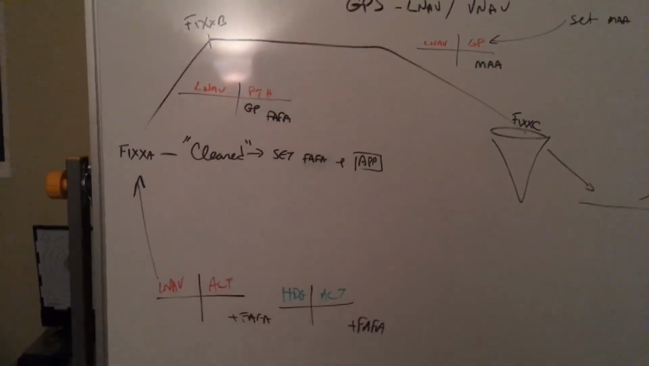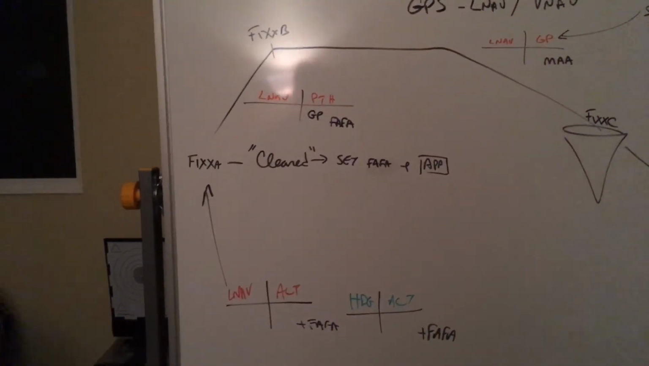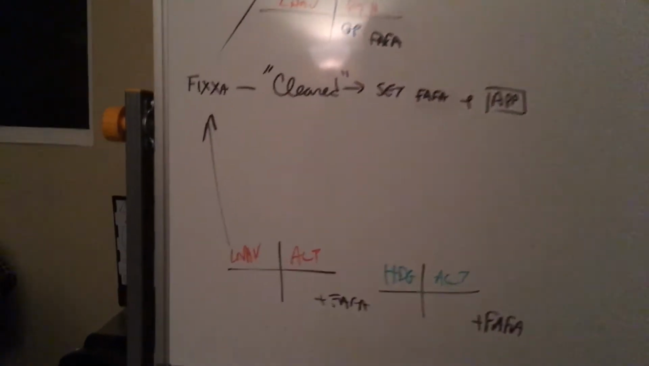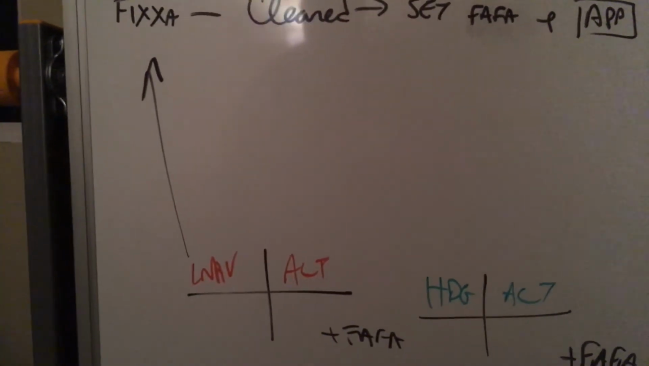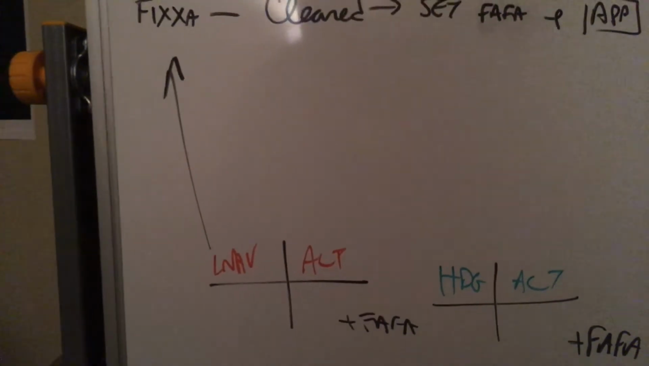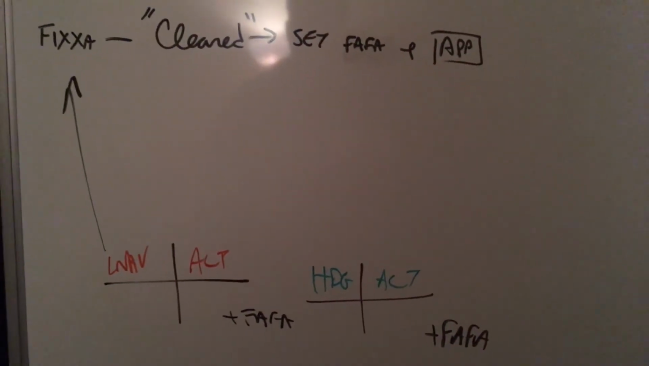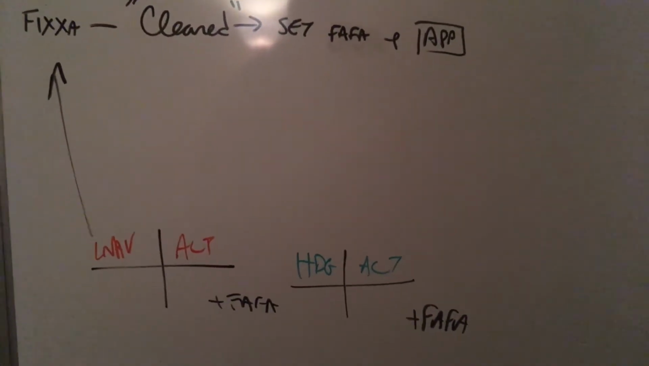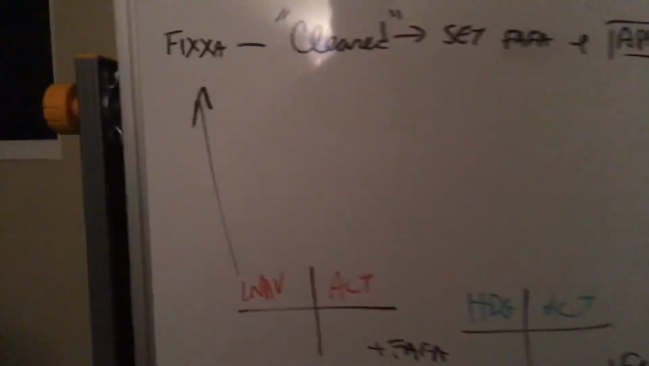I put in fix A, fix B, and then fix C over there. Just arbitrary fixes. Okay? So we're over here, and they say you're cleared direct to fix A. So we put fix A into amber. Active comes back. Confirm, activate. Yep, let's go over to fix A. Activate, navigate. We select NAV, and now we're LNAV and green altitude.